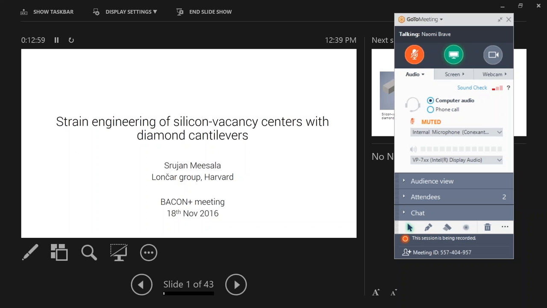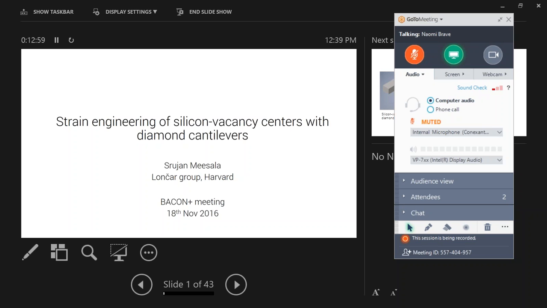And as we apply strain, the electronic levels of this defect shift, and we basically measure changes in the optical and spin properties of this defect as a function of this strain. So this is basically what I'm going to talk about for the next half an hour to 45 minutes.